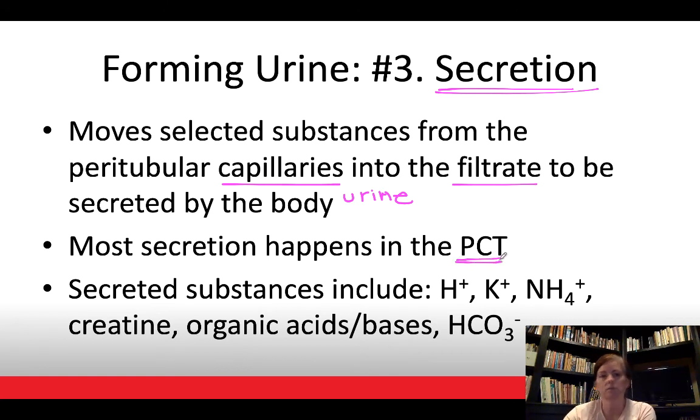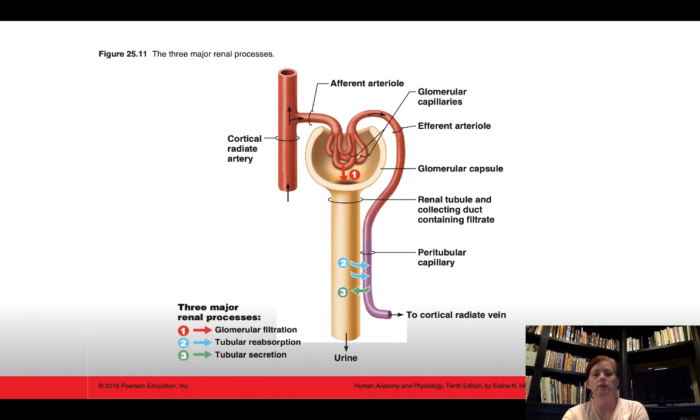Obviously, most of our absorption is happening there too. So that's kind of the magical place along this tubule. Secreted substances, just to give you an idea, we've got hydrogen ions, excess potassium, ammonia, creatine as a metabolic waste product, acids and bases, and this is going to include bicarb as well. So any of those excess substances that we don't need.